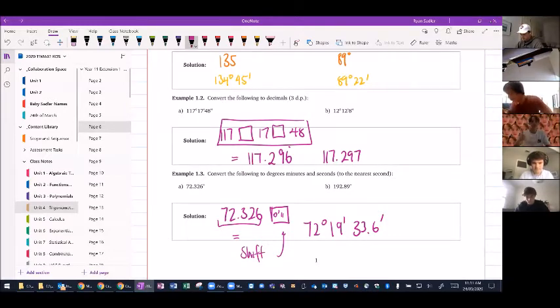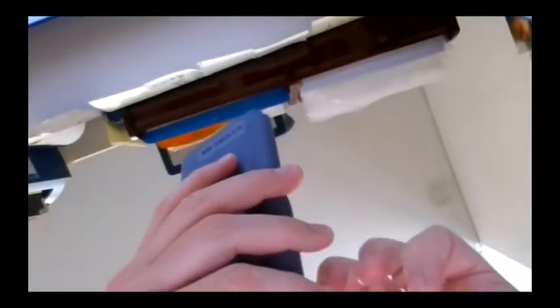We can't make decimals into minutes. So hang on a second. All right. So you can see mine? It's going to be backwards. Okay, so I just enter in, so here, 72.326, like that, since it's backwards. So you do that, and then you hit the degrees button. So then it'll look like that.